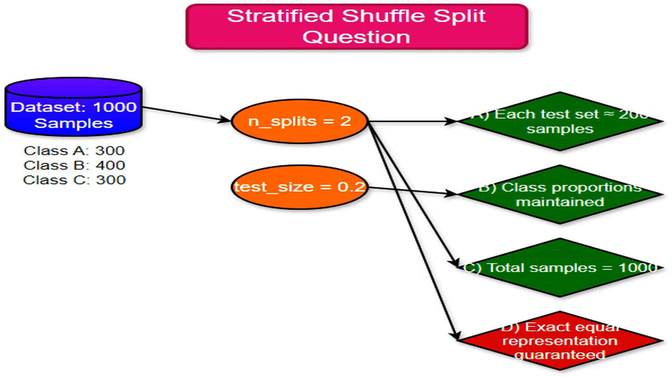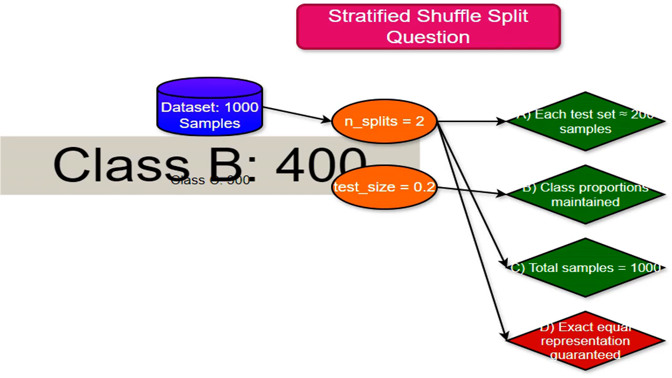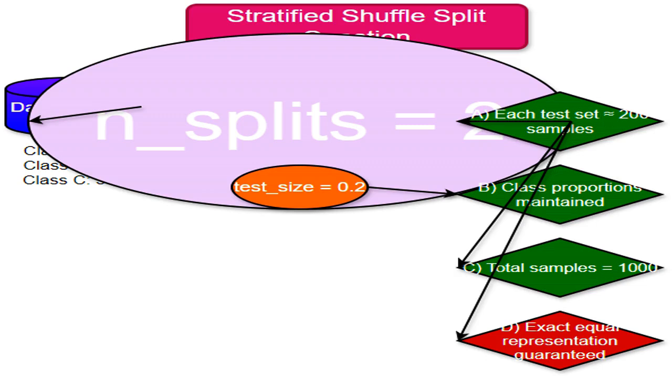We're working with a dataset that contains 1,000 data points, representing various items or observations. Within that dataset, I see 300 samples belong to Class A, and 400 samples belong to Class B. Finally, another 300 samples are classified as Class C, so I have a nice distribution of data across 3 classes. I'm setting n_splits to 2, which means I want StratifiedShuffleSplit to generate 2 distinct training and testing sets for me. Think of it as creating 2 independent experiments.